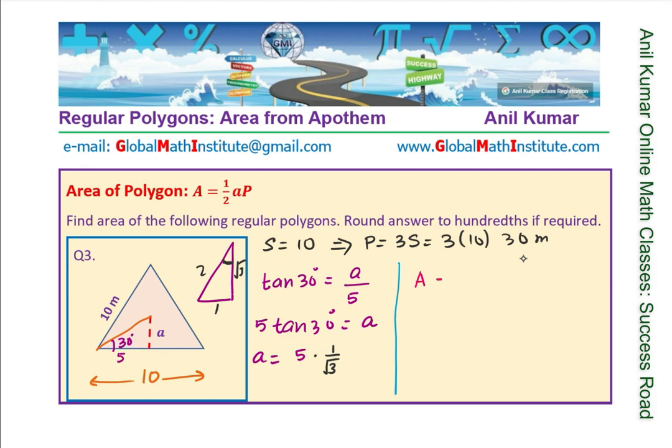Perimeter we already know, and therefore we can now calculate the area. So area A of this particular triangle is half times apothem times the perimeter, which is half times 5 over square root 3 times the perimeter, which is 30 meters for us. Good. So we can multiply this and divide. So this goes 15 times 5, right? So we get what? 75 over square root 3.